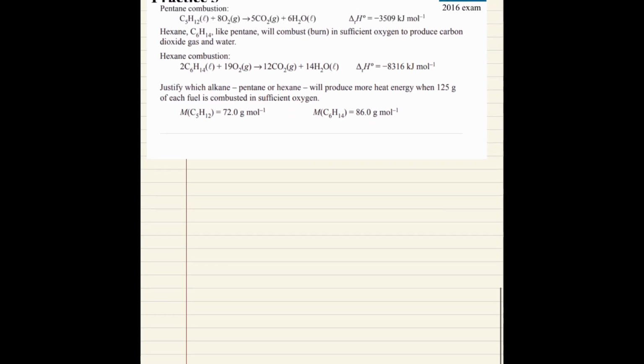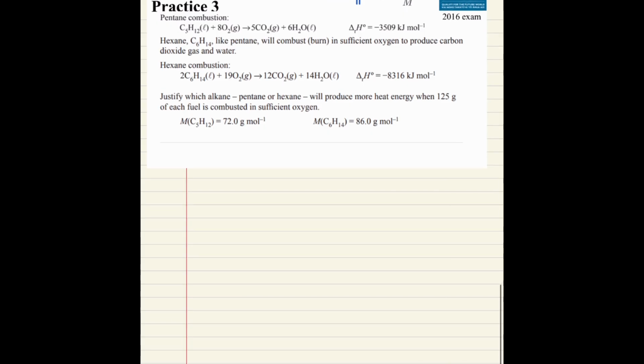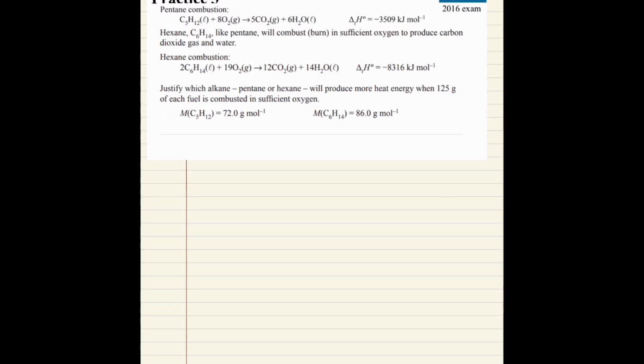Alright, one last one. Okay, practice 3. You can see that they love asking about the combustion of fuels. Right, this time in 2016 it was hexane. But this one's asking you about pentane combustion, hexane combustion, and then it's asking which will produce more heat. So have a read through the whole question, pause the video, and again, you can either skip to my answer or follow the working through, totally up to you.